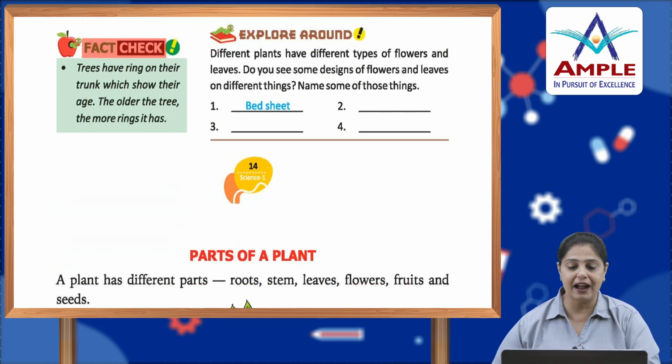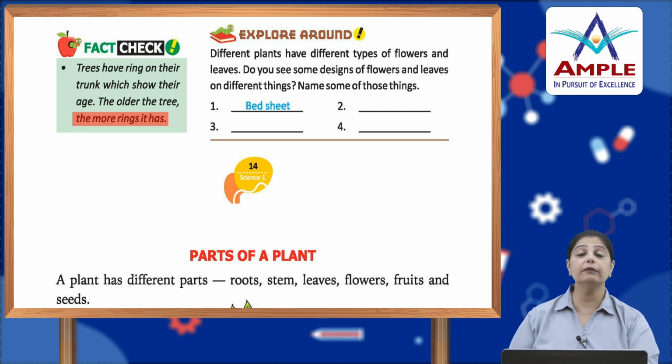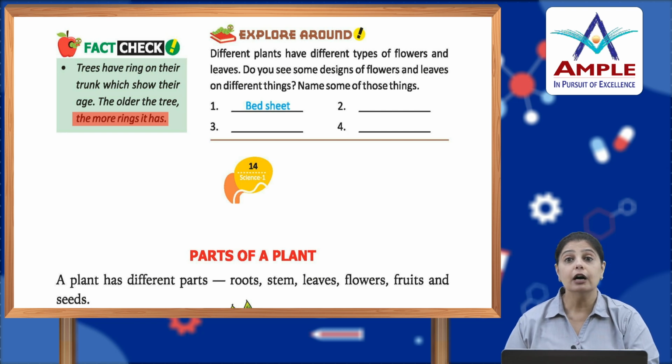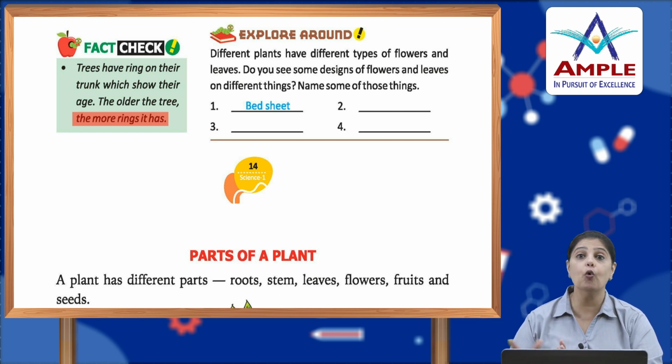Now, let's do a fact check here. Trees have rings on their trunk which show their age. The older the tree, the more rings it has. So next time when you go on a jungle trek or maybe you come across a tree near your house, do observe that there are rings on it. Okay, and the more the rings, the older the plant is. Fewer rings means it's a new tree, but if it has more, that means it's an old tree.